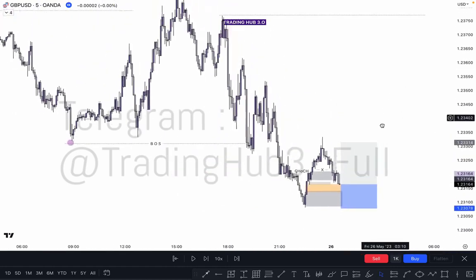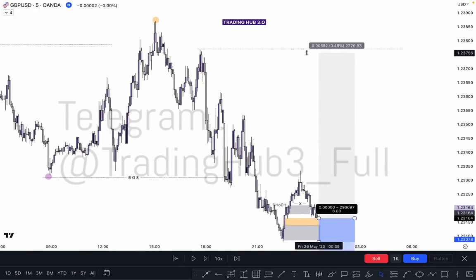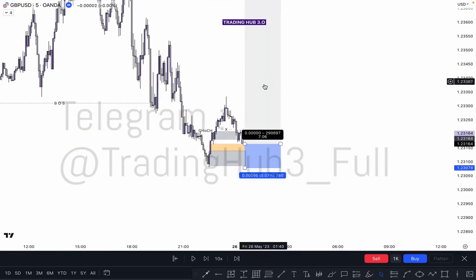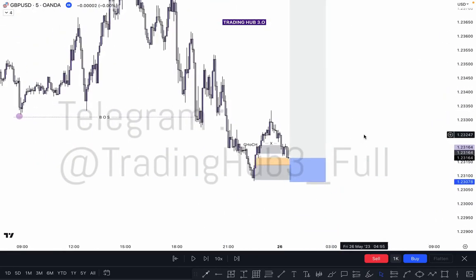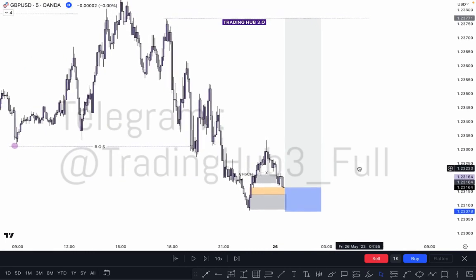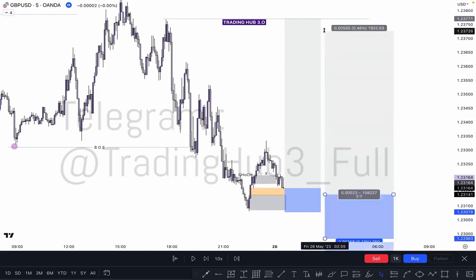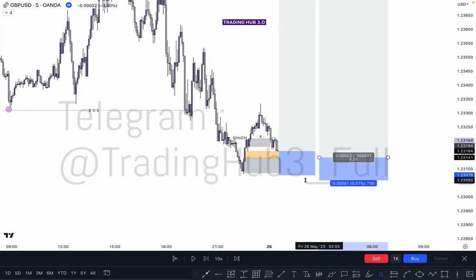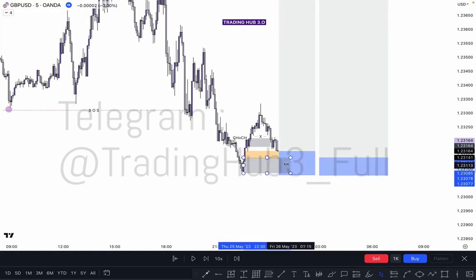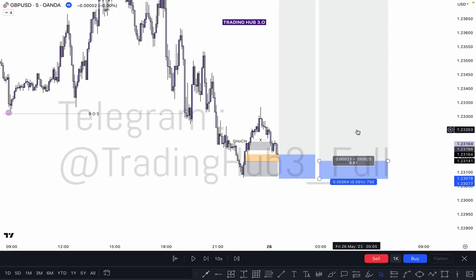And where is our target? Our target is here. This is our higher time frame inducement, right? This is the first entry. But if you want to reduce your stop loss and maximize your reward, then you can buy here on this unmitigated order block and put the target here, and this is our entry. Now you can see the risk reward is increased here at this point. Okay, so these are the two possible entries here for the buy. So this is the first entry and second entry.